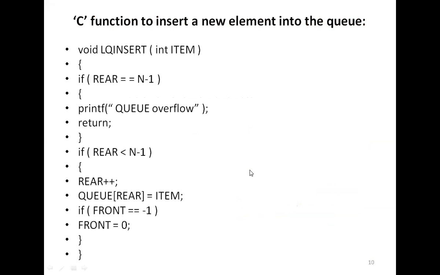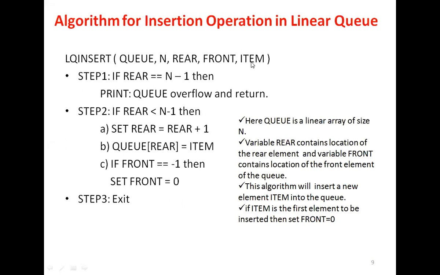Now the C function for this insertion in queue is here. You can see, void LQ insert. LQ means linear queue insert. Here I'm not passing everything, I'm just passing the item. The data item I'm passing. In this algorithm, you can pass these things also.